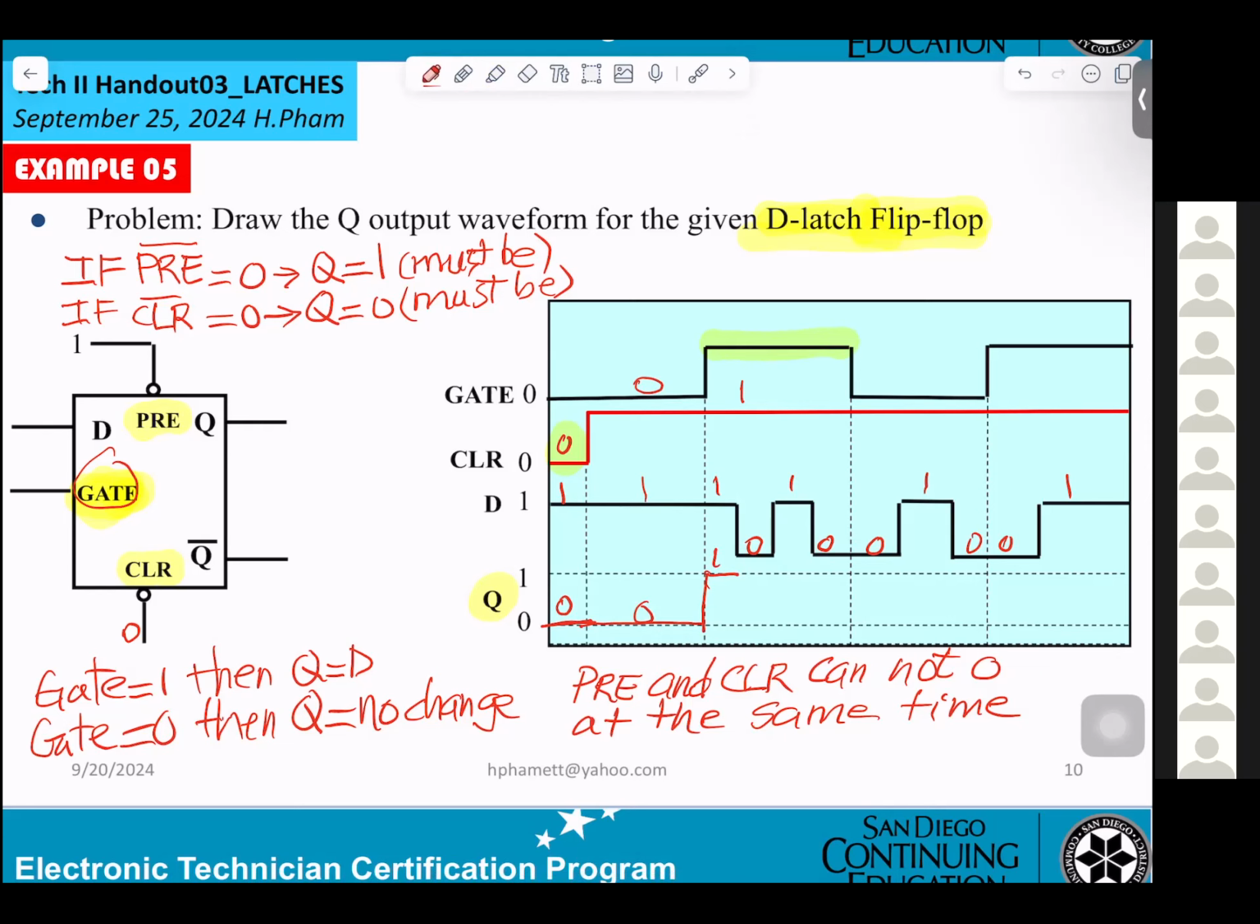Next one. Well, the gate is still high. So then you draw what D is. Perfect. That means when the gate is at logic 1, Q equals D. D high, Q high. D low, Q low. D high, Q high. D low, Q low. Correct?